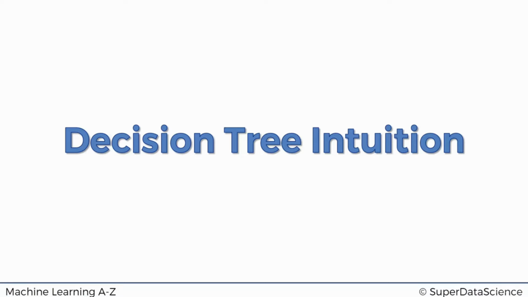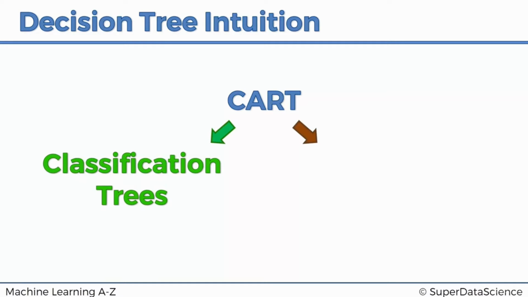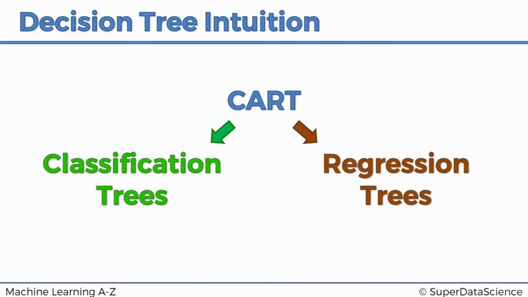Alright, let's get started. You might have heard the term CART. It stands for classification and regression trees. And this is an umbrella term for two types of trees, which are obviously classification trees and regression trees.